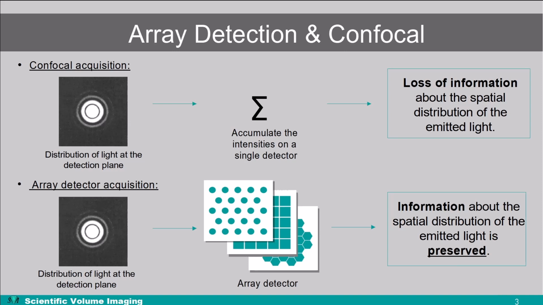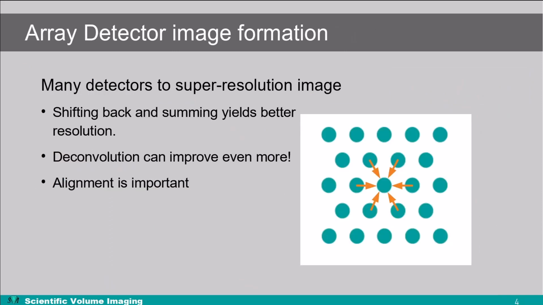The fact that we sample the Airy disk at different parts of the beam with many detectors means that you will get a data set that has as many images as you have detectors, and they will appear visibly shifted with respect to each other. In other words, you have more information about the spatial distribution of the emitted light. And before we can actually do analysis, we need to process these many detector images to one single super resolution image. To do that, we need to shift back the outer detectors' images to overlap with the central detector's image, and to do this correctly, a good alignment of the microscope during acquisition is crucial.